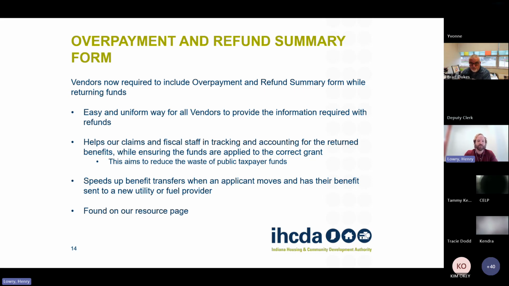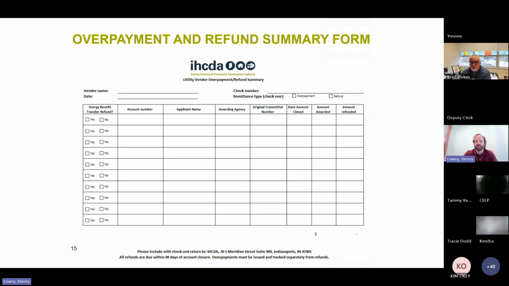And then, this aims to reduce the waste of public taxpayer funds. It also speeds up benefit transfer when a client moves and has their benefit sent to a new utility or fuel provider. You can always find this form on our resource page. So this is required. And I would just want to again remind you, these are federal funds. There are very strict rules around them. So anytime you are moving those funds around, we must have correct documentation. So if you can't find this on our resource page, please email me directly. I can get you a copy. I can link you to our resource page. Please, please, please include this from now on.